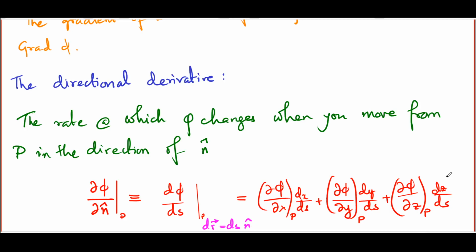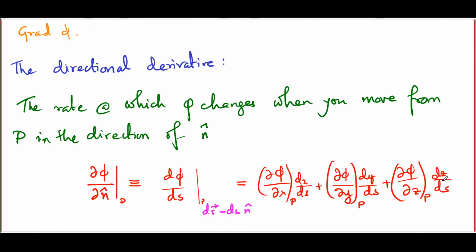The rate at which this changes simply is del phi del x at the point P times dx ds plus del phi del y at the point P times dy ds plus del phi del z at the point P times dz ds. Ds is nothing but the magnitude of the vector dr. That is why we are writing dr vector as ds, the length, into n hat, the unit vector in the direction in which the displacement is taking place.